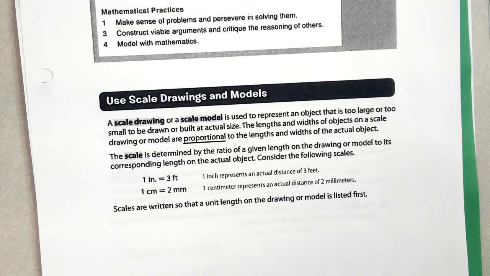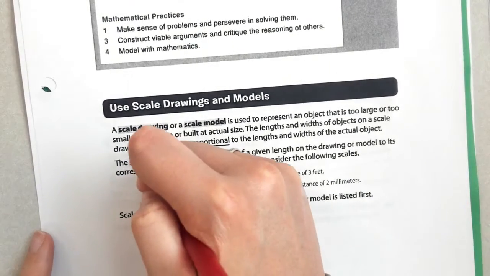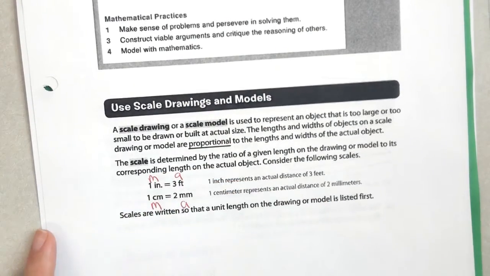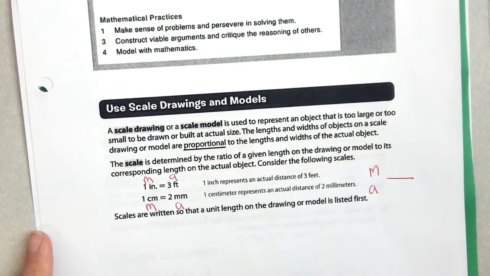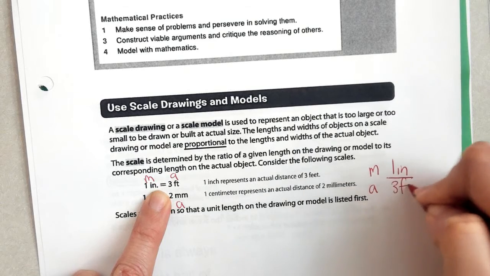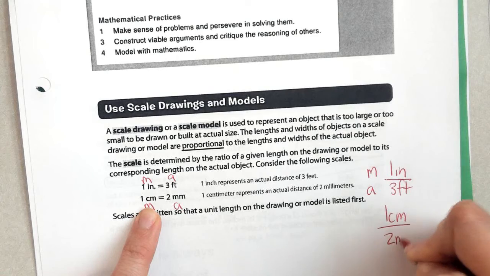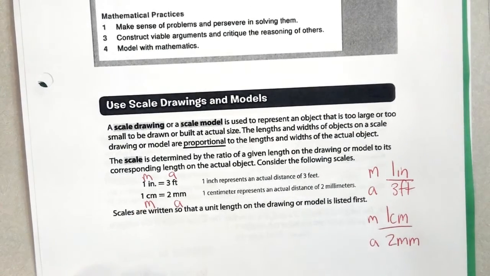Consider the following scales. So 1 inch is equal to 3 feet. That is a scale here. When we do the scale, it is always model to actual. Even when we write our fractions, it's going to be model over actual. So on this one, when I write it as a fraction, I'd put 1 inch over 3 feet. On this one, I'd do 1 centimeter over 2 millimeters. Model to actual. Okay?